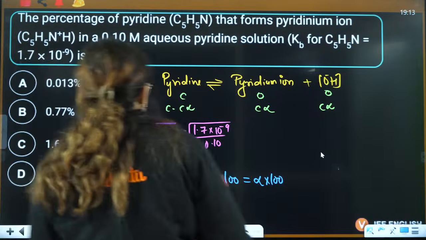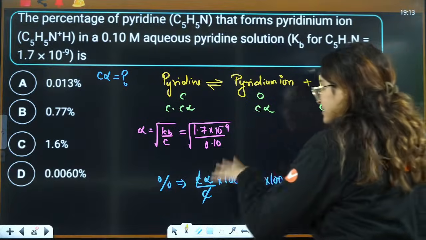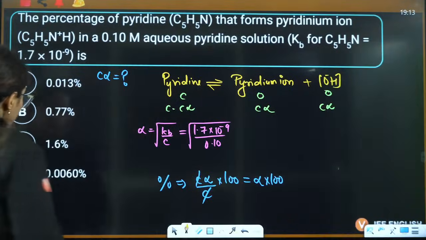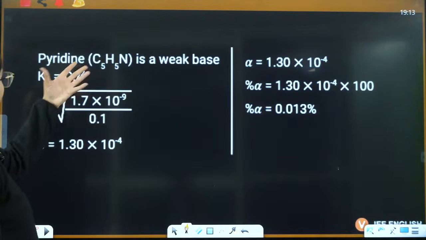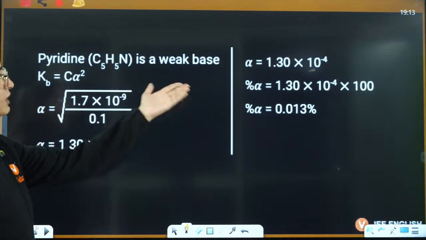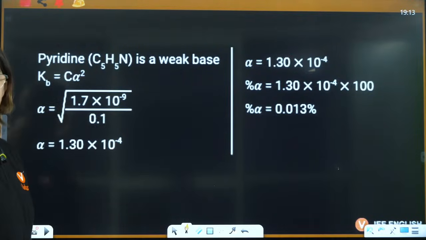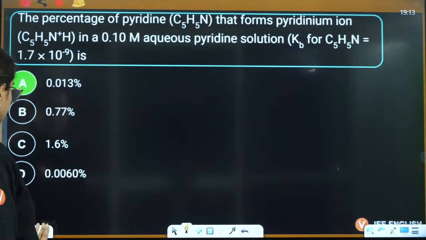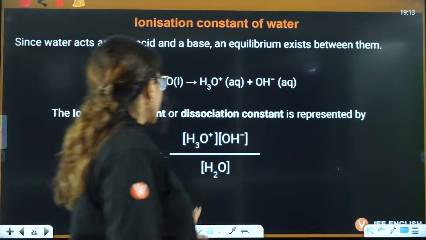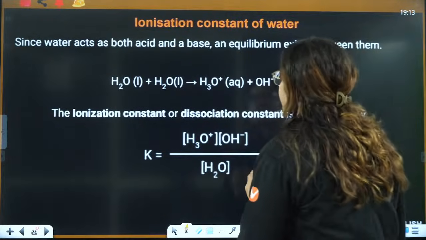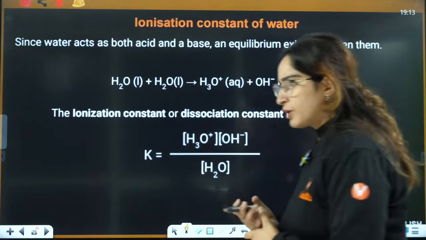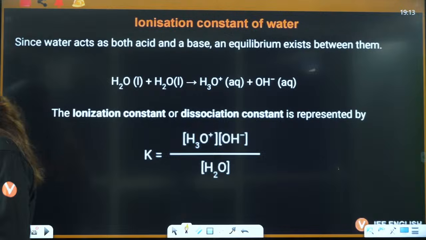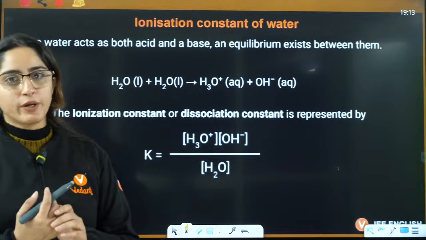Done? Okay. So that is this one. Now this is how you solve this, right? You calculate the value of alpha, then multiply it by 100, and you will get your answer, right? Okay. Now let's see the ionization constant, that is Kw. What is Kw? We'll talk about that. Now let's understand what is Kw.